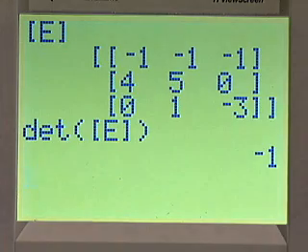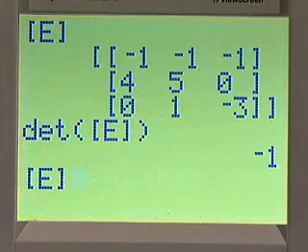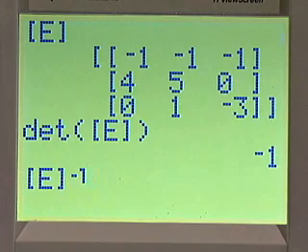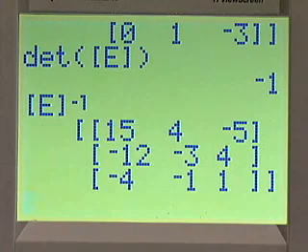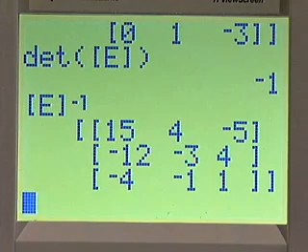We'll just go back and find matrix E again, and then we'll use the key underneath the math key, the x inverse key. We'll push that key and hit enter, and we find out that our inverse matrix not only exists, but it looks like this: 15, 4, -5, -12, -3, 4, -4, -1, 1. We could confirm that this is indeed the inverse by multiplying them together and getting the identity back again.